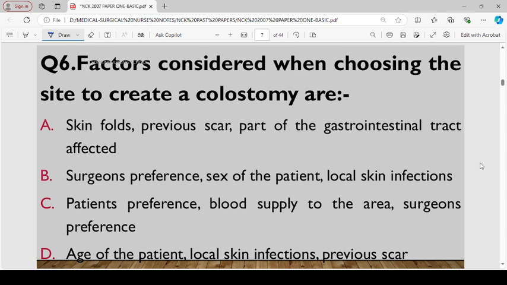Number 6, factors considered when choosing the site to create a colostomy are, so we have nurse A to D, you have a minute.